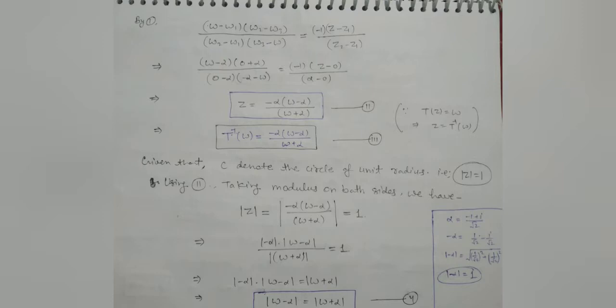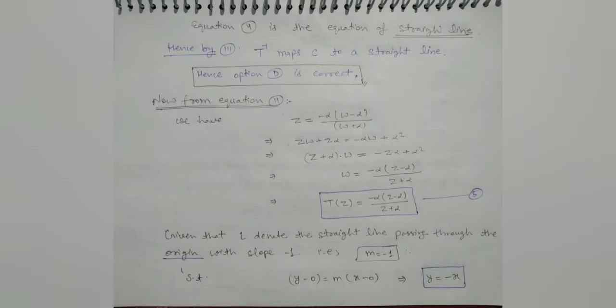Now taking mod on both sides in equation second, we have mod Z is equal to mod of minus alpha into (W minus alpha) upon (W plus alpha) is equal to 1. Solve this and we get mod of (W minus alpha) is equal to mod of (W plus alpha), which is the equation of a straight line. Hence by third, T inverse maps C to a straight line. Hence option D is correct.